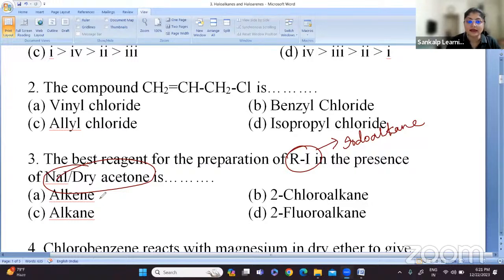Yes, A alkene, B 2-chloroalkane, C alkane, and D 2-fluoroalkanes. What am I going to use? I want to prepare an iodoalkane in the presence of sodium iodide and dry acetone. So what should be my starting reactant? What reactant should I take for preparation of iodoalkanes? Which are the best methods for preparation of iodoalkanes? So from which method can I prepare?